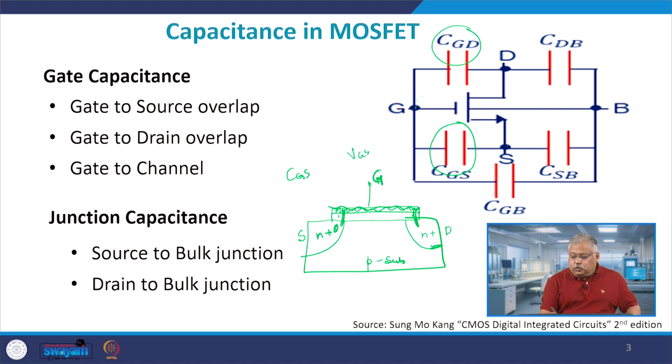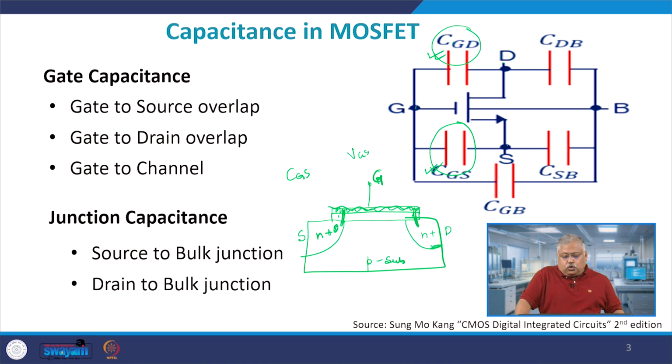So I have a gate to drain overlap. Why is it overlap? Because the gate and drain are overlapping with respect to each other. If they were not overlapping, this would not come. But in all practical devices, this happens, that there is a short overlap, because of which you will get CGD and CGS, gate to source, right.